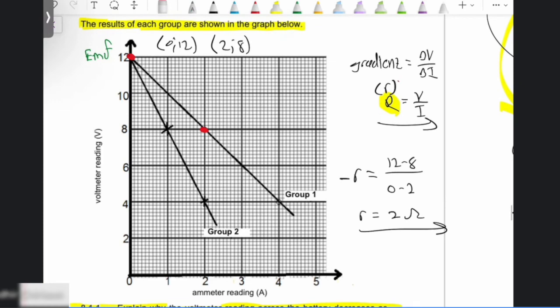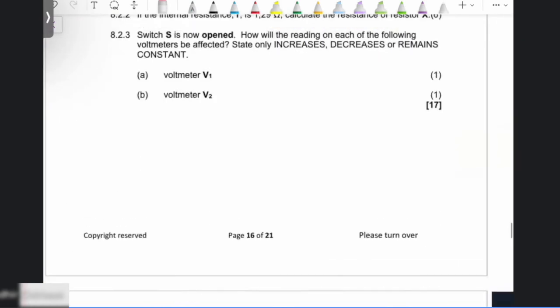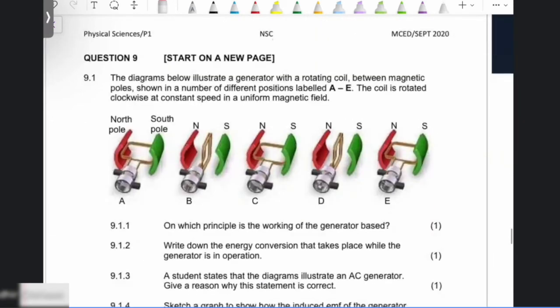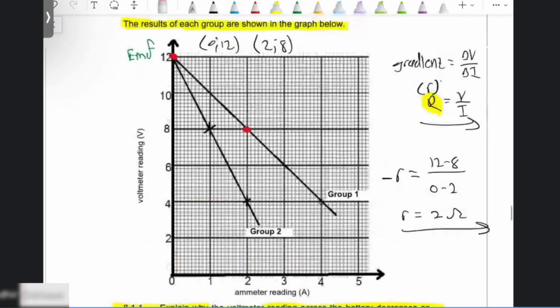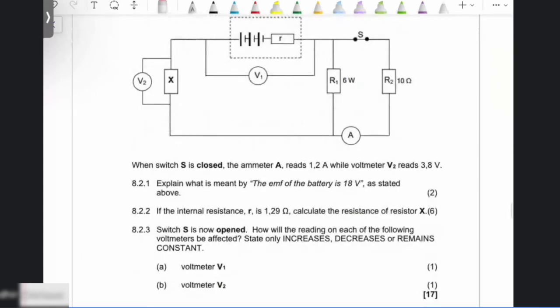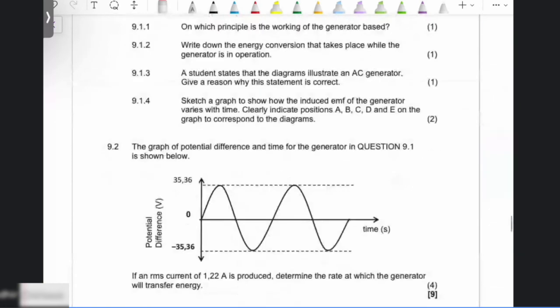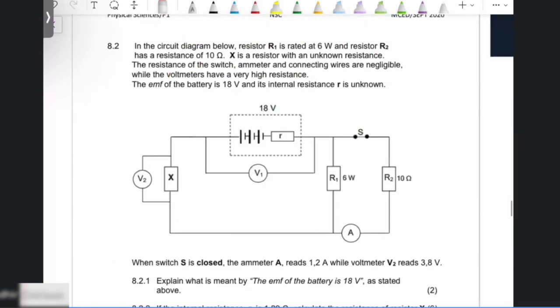Okay, guys, anything so far that you want to ask, please let me know. I think it's important that you know this gradient thing especially. The rest of this here, 8.2, is not the most difficult thing, right? We should be okay with this. And then just questions 9, 10, and then some of your own questions that you guys have sent me.